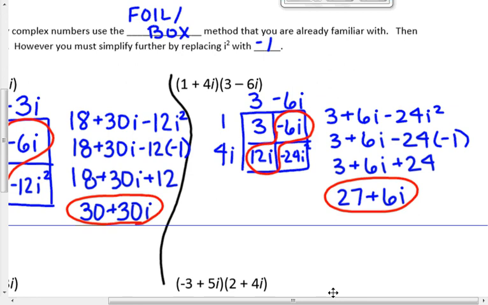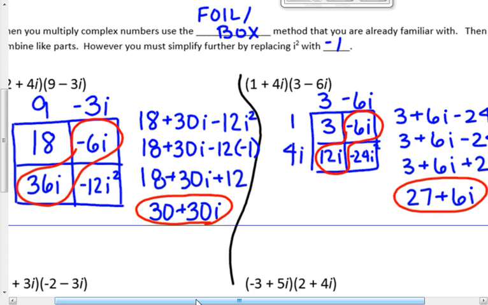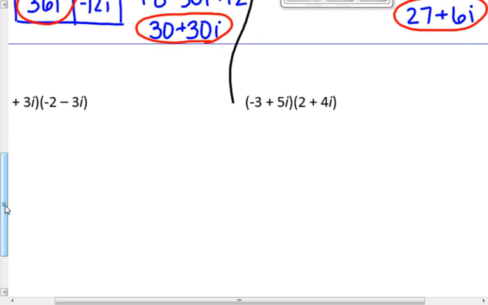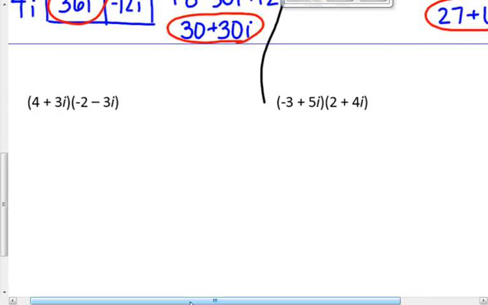Okay. If you're doing FOIL, you should be ending up with the exact same answers that we're getting. I like box again, just because it's a little more organized and it really kind of hits just the right spot for my visual learners. So if you want to pause the video and take a stab at these two problems, I'm going to pause mine, write the answers, and then you can check your work.